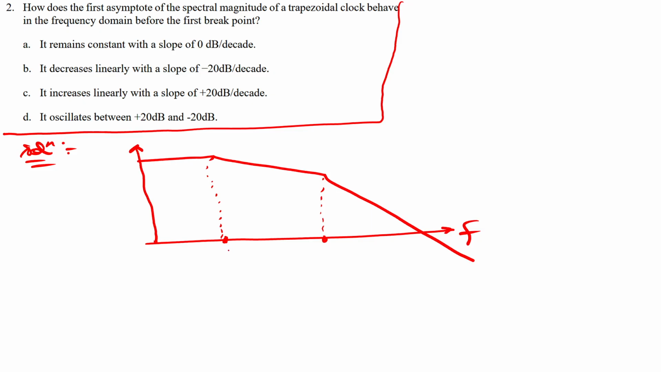So the first breakpoint frequency is given as 1 by pi tau, and the second breakpoint frequency is 1 by pi tau r, and this DC level is 2A tau by T. So here it's 0 dB per decade, and minus 20 and minus 40.